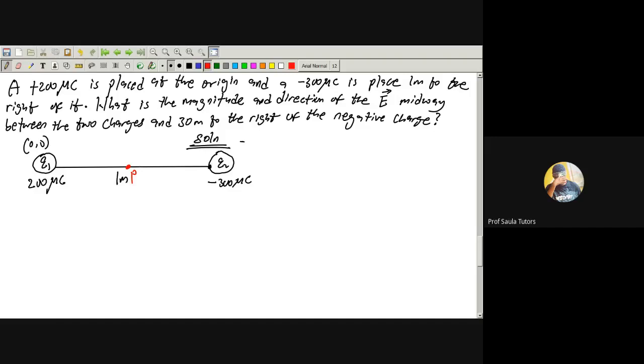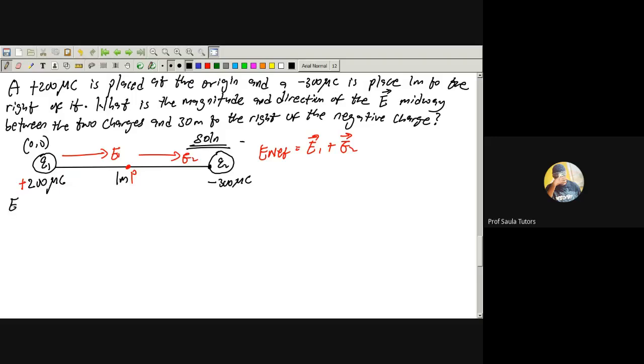Now pay attention. If this is the positive charge, what would be the direction of its electric field at this point? If it's a positive charge, the direction of the electric field will be away from it, and that's E1. And because this is a negative charge, the electric field is towards it, that is E2. It means that my net electric field will be equal to E1 plus E2. Positive, exactly.